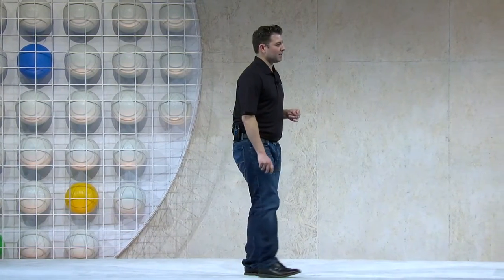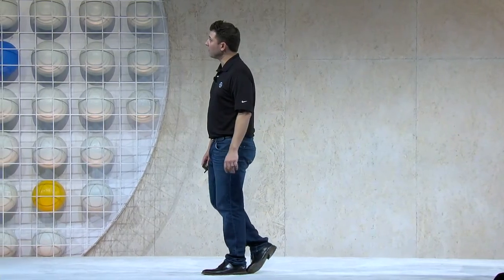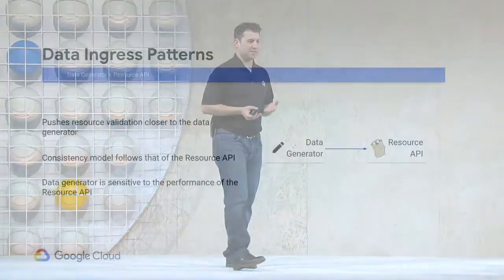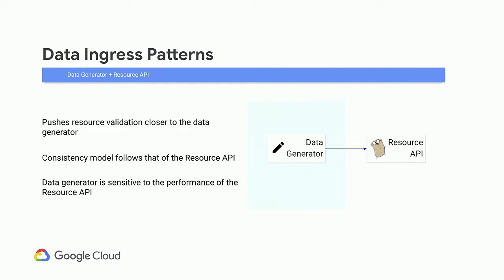So we talked a lot about getting data out of our platform. Let's talk about how we get data into our platform. Our most basic pattern for getting data into our platform is essentially a data generator calling a resource API by way of gRPC or REST, right? Again, nothing novel. But there are some characteristics about that particular workflow that are important. One, it pushes resource validation closer to the data generator. So if the data generator gives us bad data, that is synchronous. We can immediately reject that data and give that data generator context as to why that data is invalid.